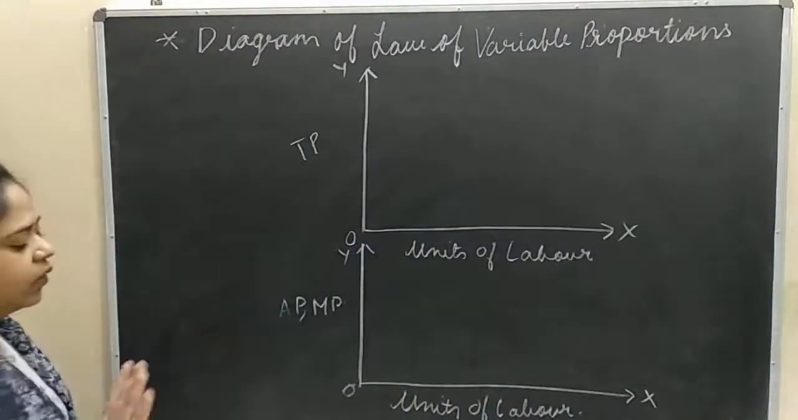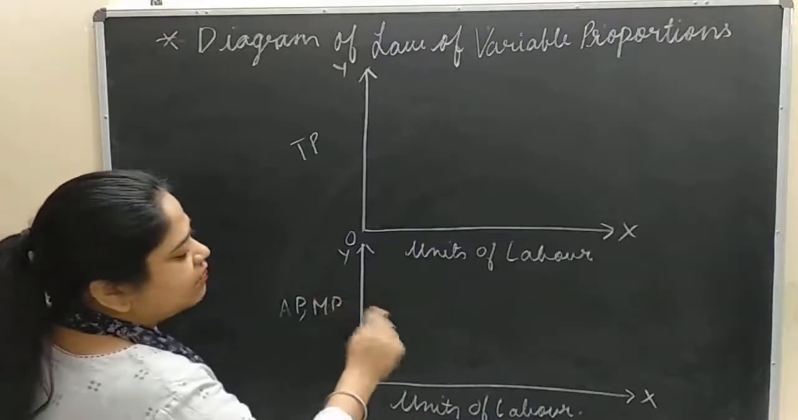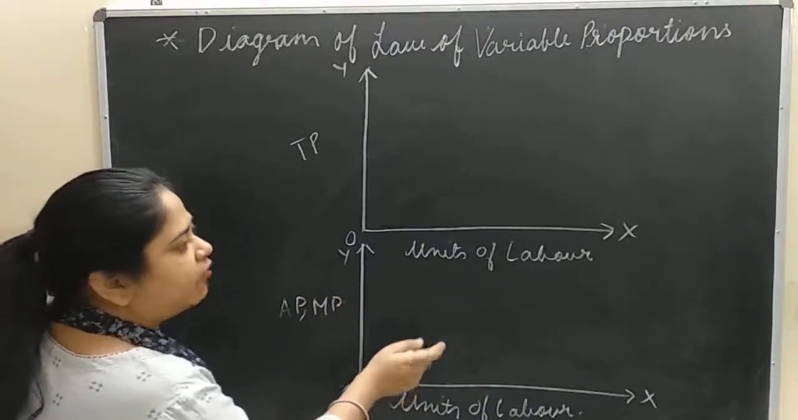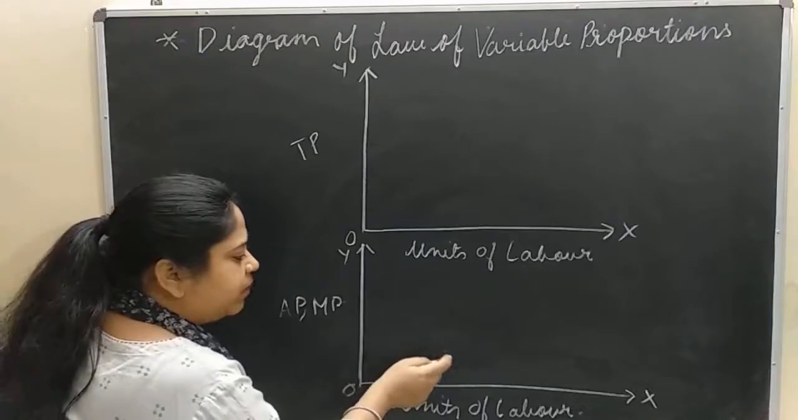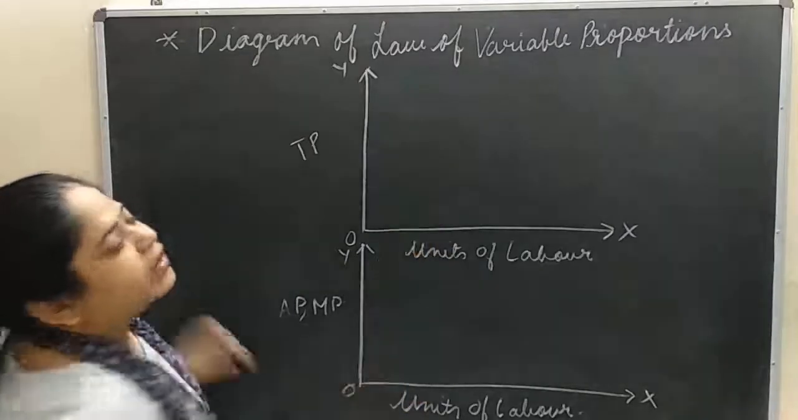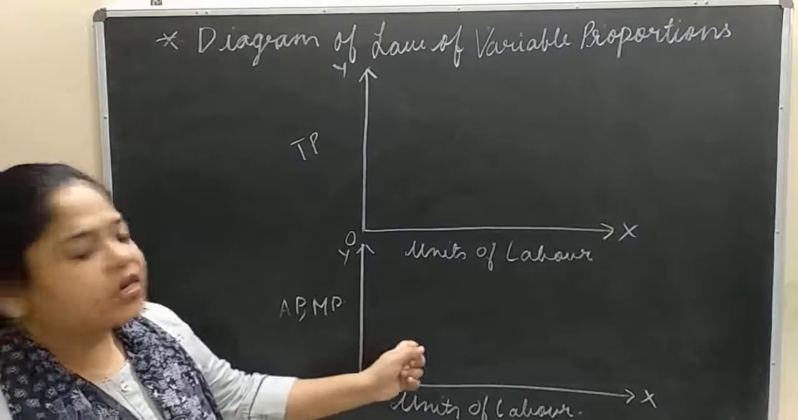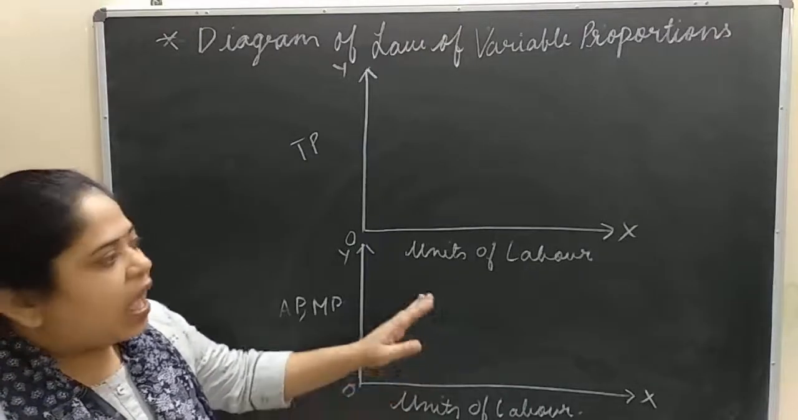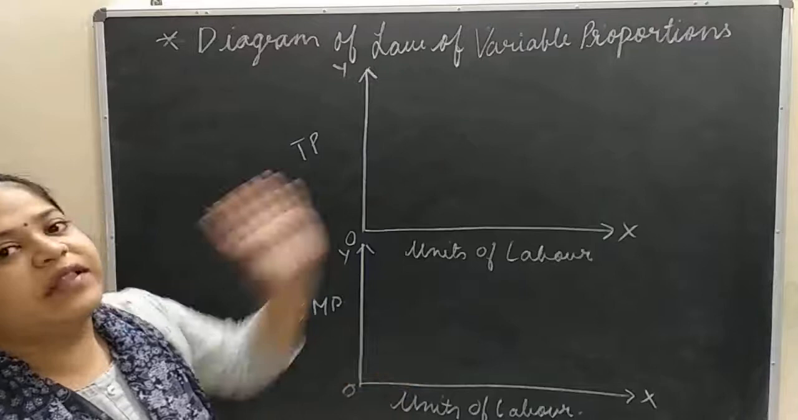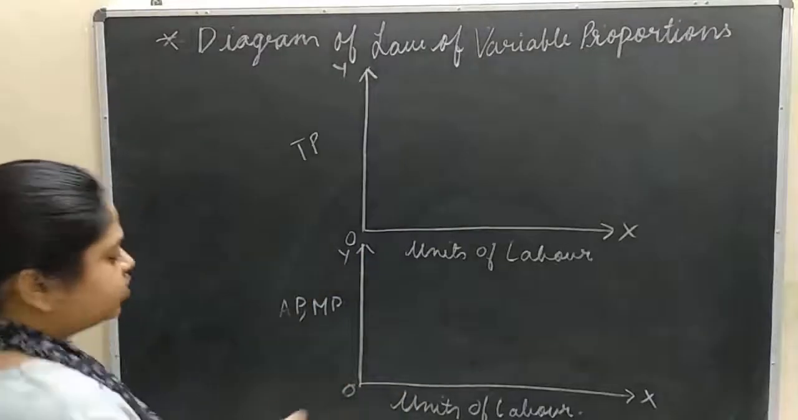Now we shall first make the marginal product and average product diagram, and on the basis of this diagram we are going to make the total product diagram. Check it.